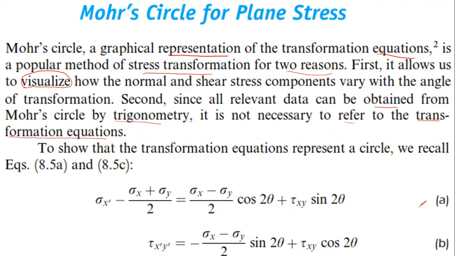Mohr's circle is beneficial. It was invented by a German engineer whose surname is Mohr. As you recall, these are the transformation equations for normal and shearing stresses.